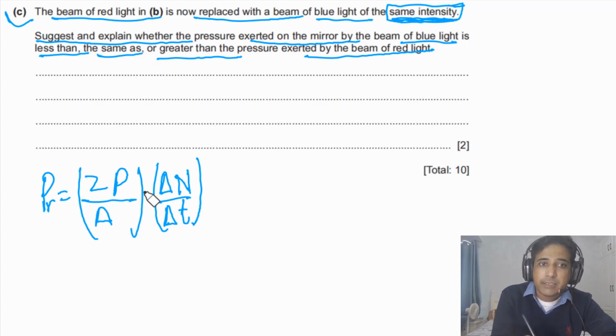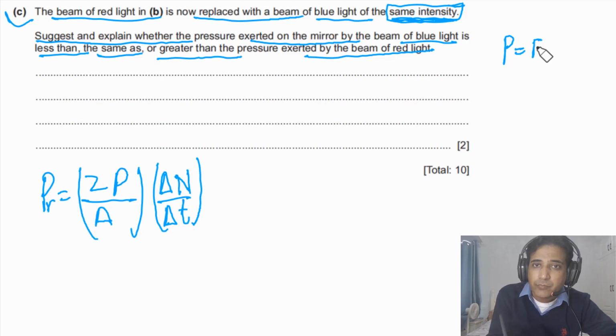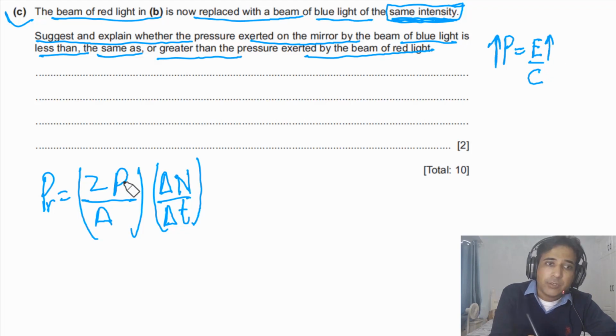I can simply say momentum increases, because momentum P is equal to E divided by c. As the energy of each photon increases, it means momentum increases. So this one will increase, but the number of photons will decrease. So it means pressure remains constant.